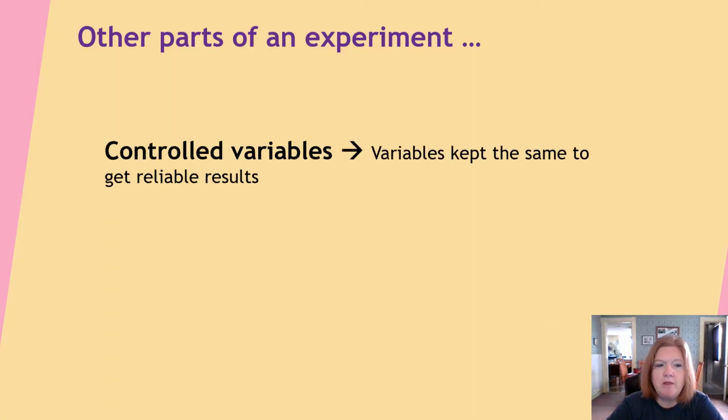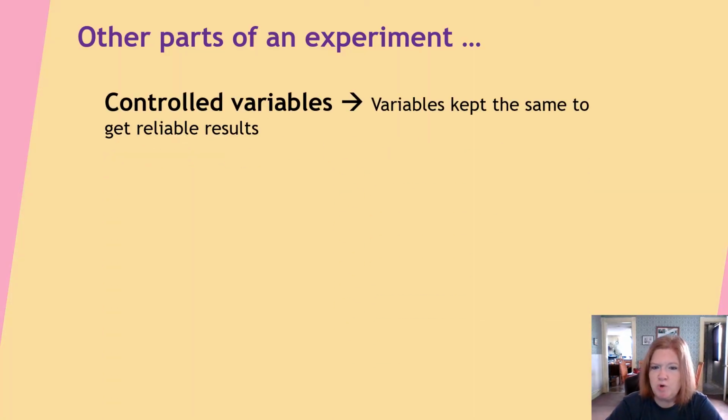Okay. Some other important parts of an experiment, we have controlled variables. So variables kept the same to get reliable results. So remember, let's talk about the example, a plant put in darkness. So what would I want to keep the same? Well, I'd want to give the same amount of water, the same amount of soil, the same type of plant, the same age of the plant, okay?